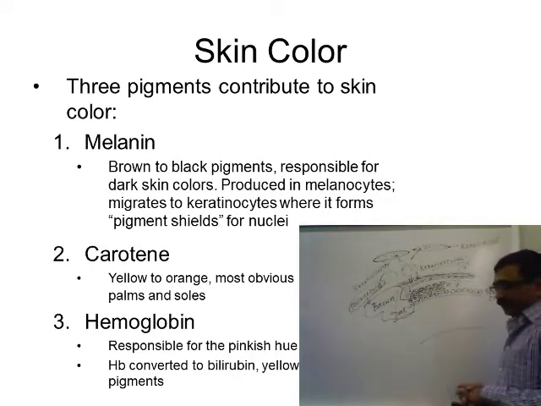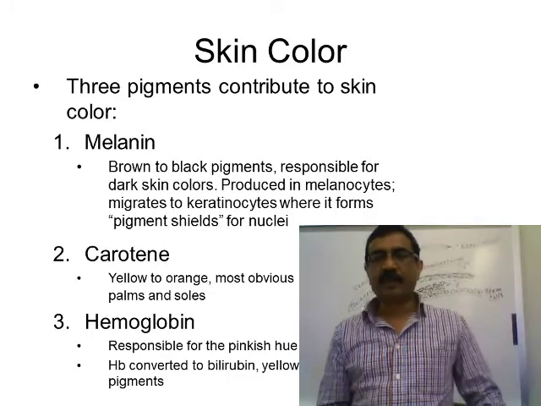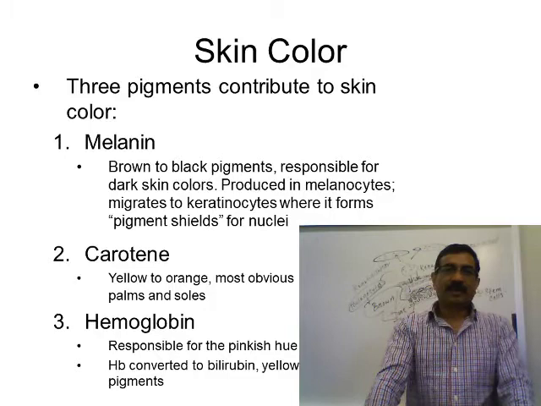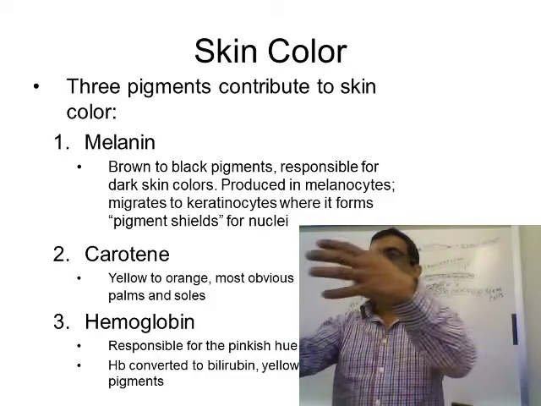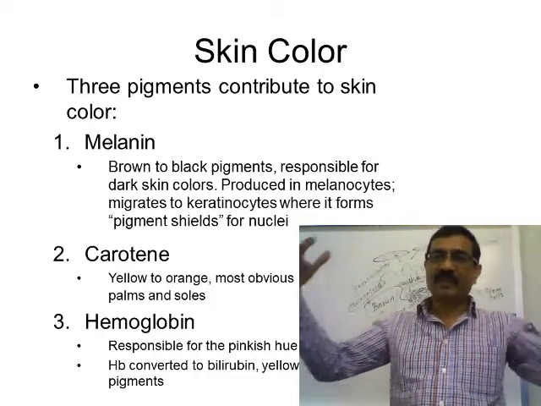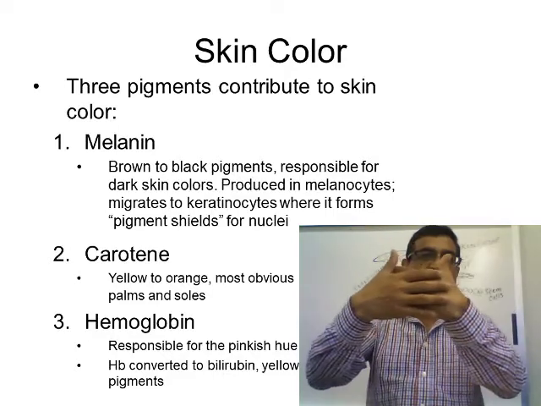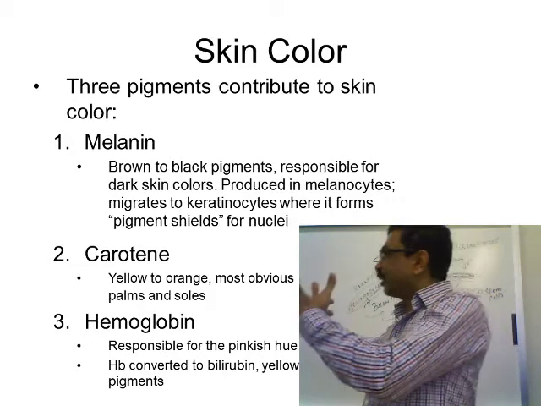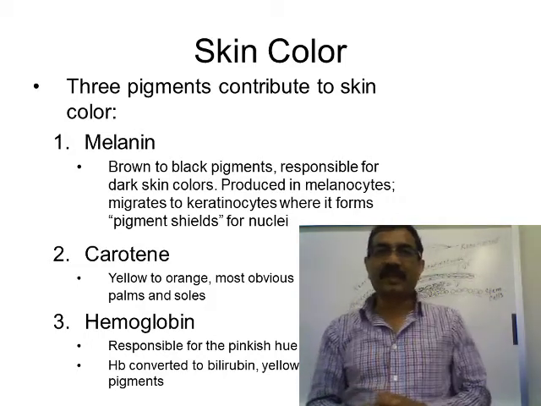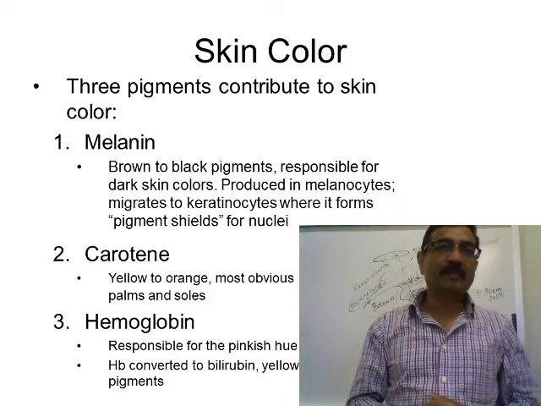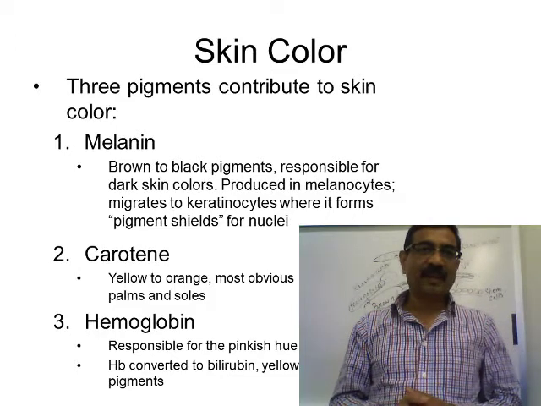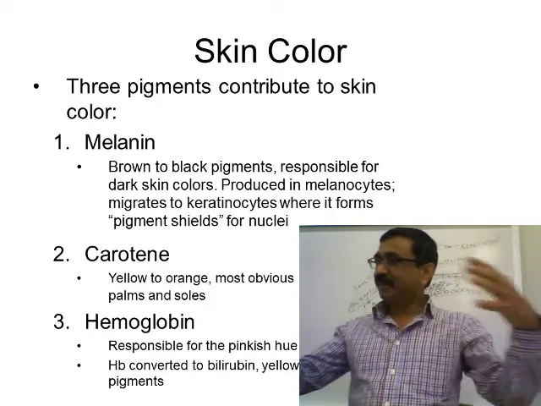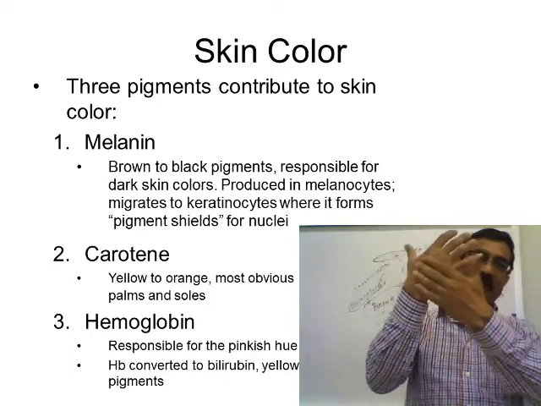Hemoglobin is also responsible for the skin color. If more blood circulates in the skin, you know that the skin color turns what? Reddish. If less blood circulates in the skin, the color becomes what? Pale. Right? So, the flow of blood also is responsible for the color of the skin.